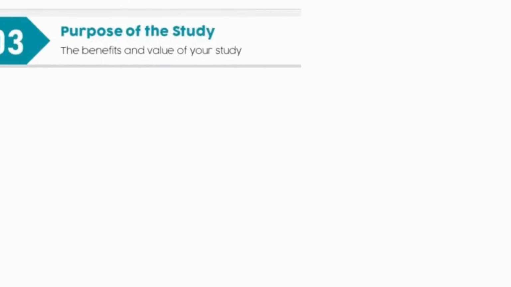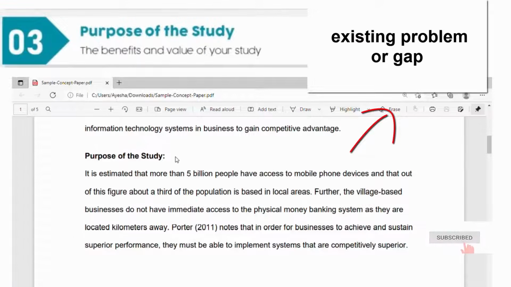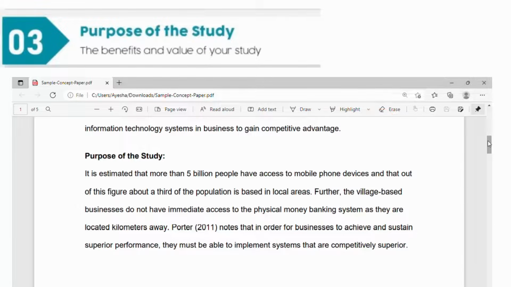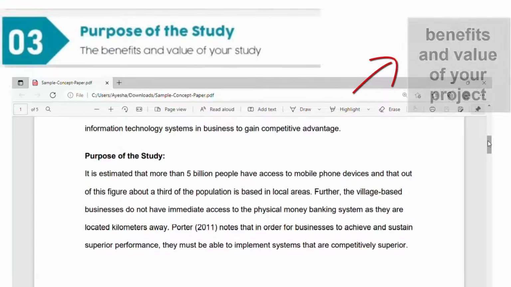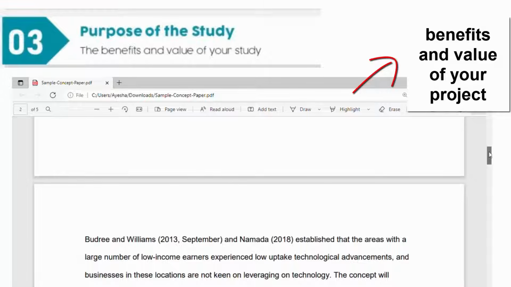3. Purpose of the study. The purpose of the study should be written in a way that convinces the reader of the need to address the existing problem or gap in knowledge that the research project aims to resolve. In this section, you have to go into more detail about the benefits and value of your project for the target audience.